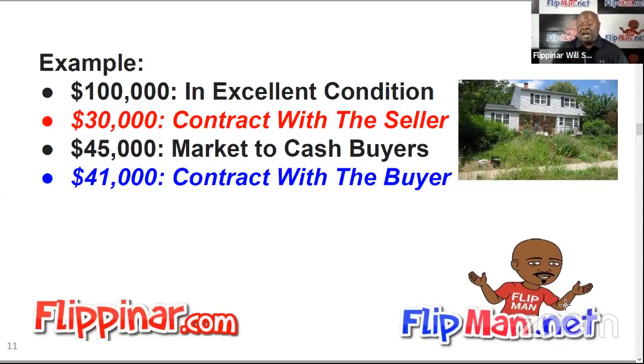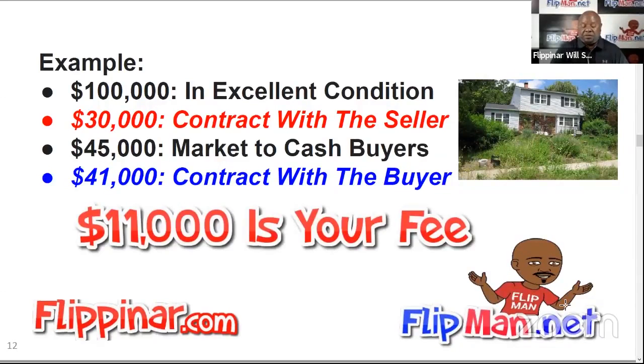The buyer says he could close in 10 days, or as soon as you can get a clear title. So you set up a closing. You have contract A with the seller for $30,000 and contract B for $41,000 with the buyer. Whenever you close on the property, the seller gets their $30,000 as agreed upon, and you get the difference, which is $11,000, your fee. So that's basically a wholesale transaction. You get the difference between contract A and contract B.